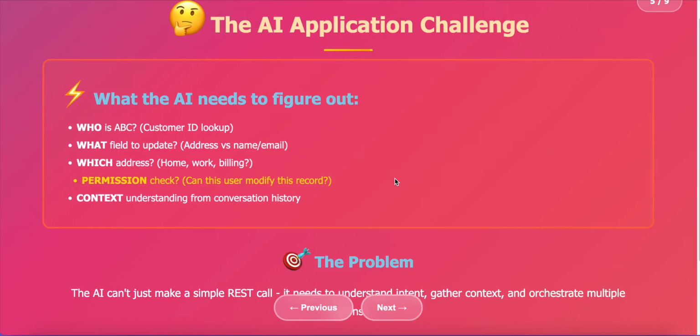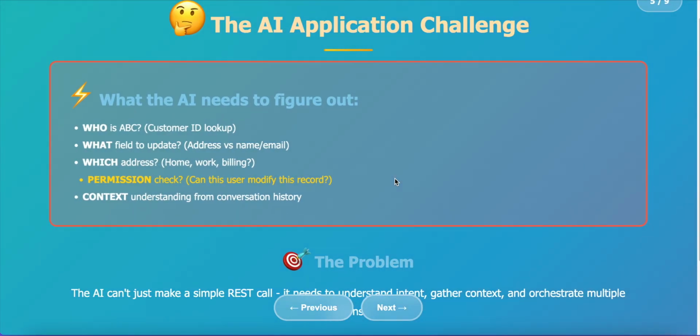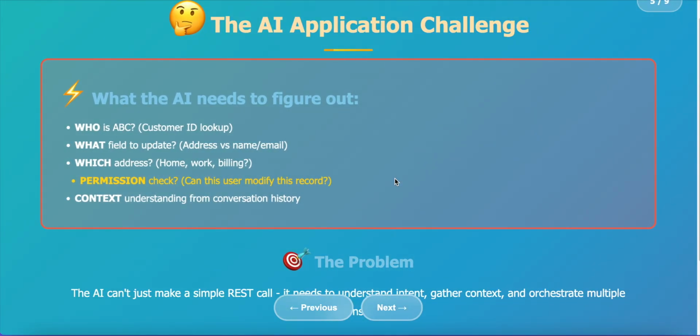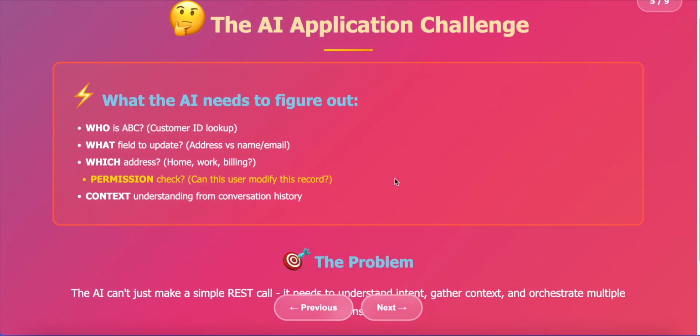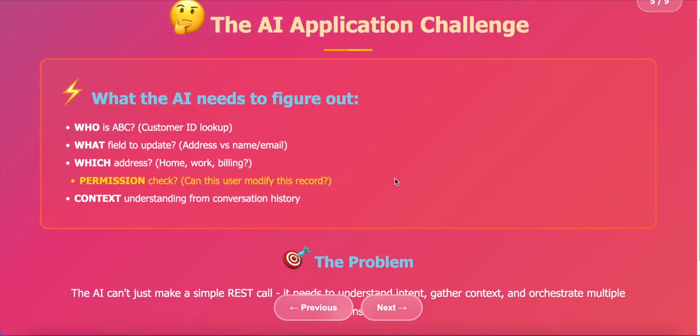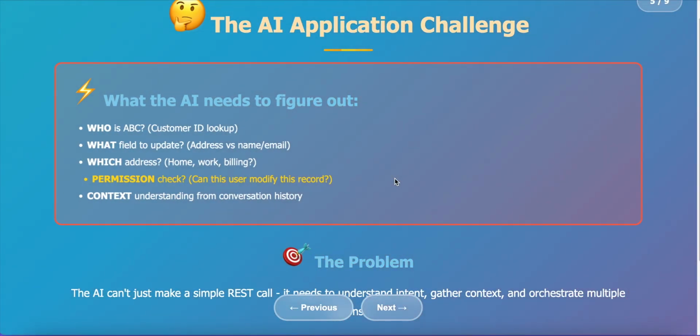In the API, you saw there was a customer ID already in the URL. But in here, who is ABC? What field needs to be updated? To which type of address? Does he have permission to do this? And what's the context with the conversation history, why, and everything around him?